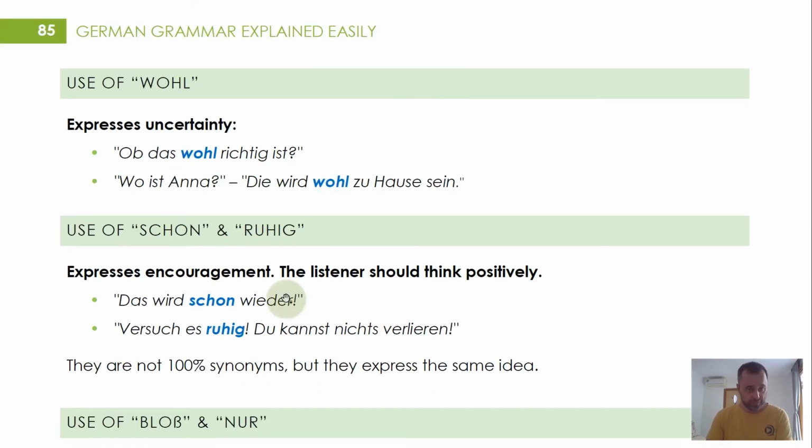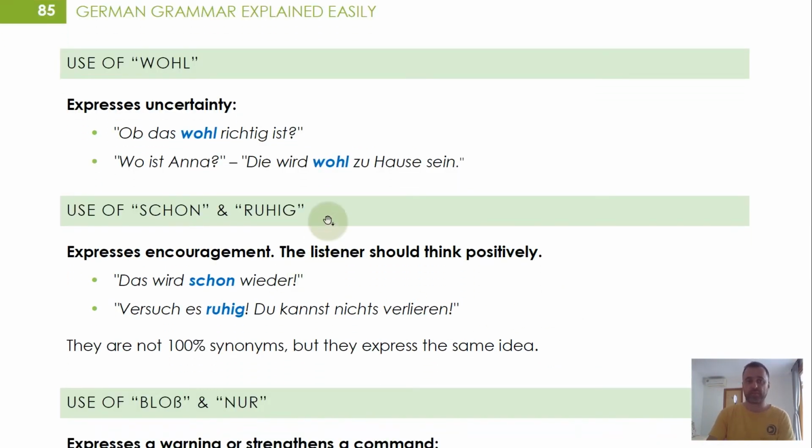We also have wohl, and wohl expresses uncertainty. So again, we are not sure about it. Similar to vielleicht. Ob das wohl richtig ist? That may be correct? Wo ist Anna? Die wird wohl zu Hause sein. Where is Anna? Well, she may be at home. So that translates very well to may in English.